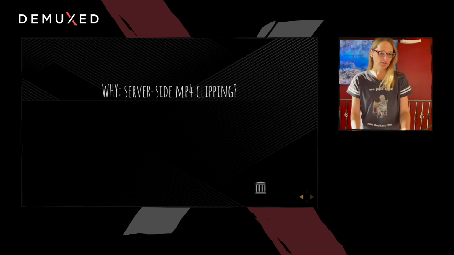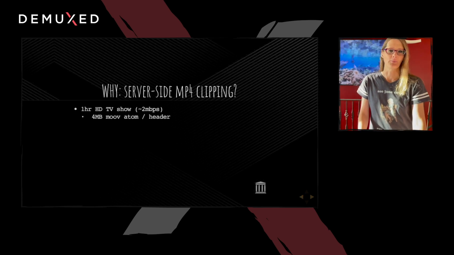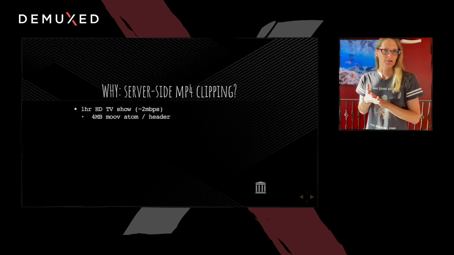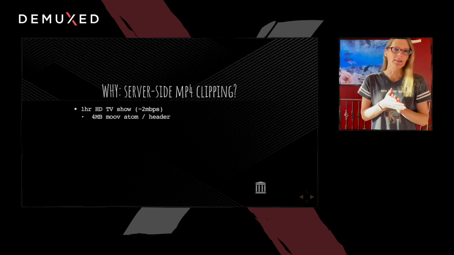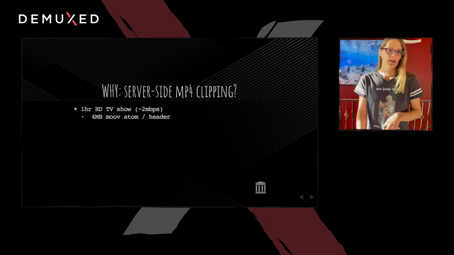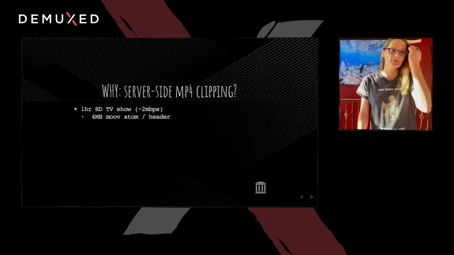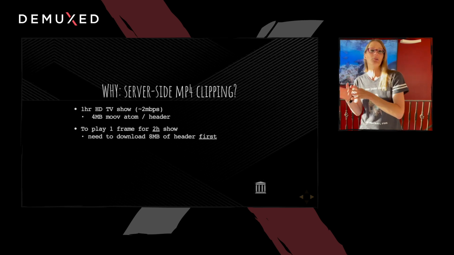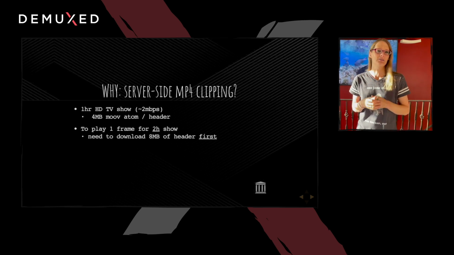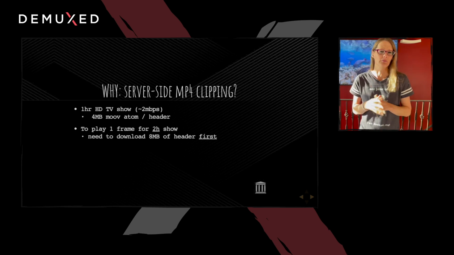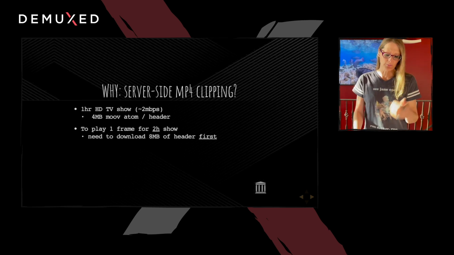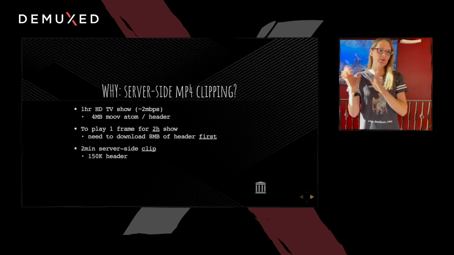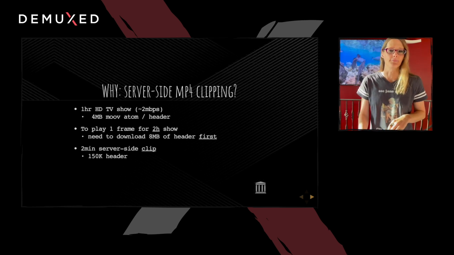Okay, why, Tracy? Great question. Why would you do server-side MP4 clipping in this day of HLS and Dash and all that? Well, we have lots of HD TV shows, so at, say, a 2 megabits per second 1 hour show, that's going to have about a 4 megabyte moov atom in the header. That's just all the metadata that points to all the audio, video, and things like that. So if you wanted to play, say, a 2 hour show, you're going to have to pull down 8 megabytes before you can really get started playing a first frame. There are a few advanced clients that are smart, but for the most part, they're going to have to download that entire header first. Whereas I can send out a 2-minute clip from the server side right to you with only a 150K header.